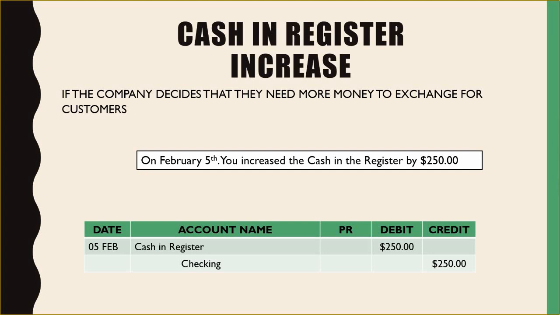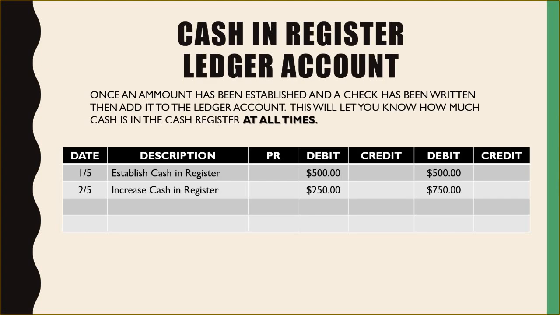You're going to increase your cash in register, and the money's going to come from your checking account because you need to go to the bank and get the exact change, right? And then when you increase it, this is what happens. So now you're increasing your cash register to have a grand total of $750 in your cash at all times.